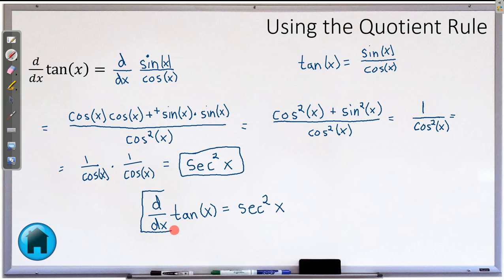Now, here's the thing. You don't ever want to do that again. Instead, you want to memorize this. So if you ever have to take the derivative of tangent again, you do not have to do the quotient rule. That takes way too long. We've done it once. We should never do it again. You just need to memorize the derivative of tangent is secant squared.